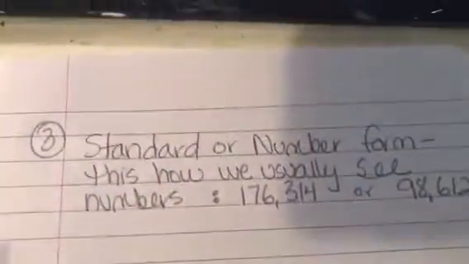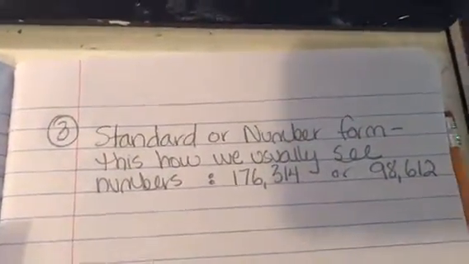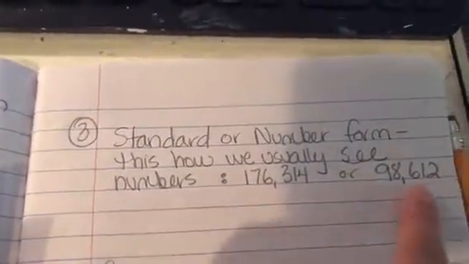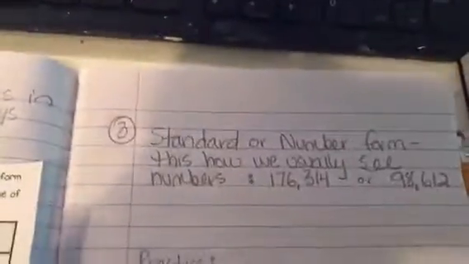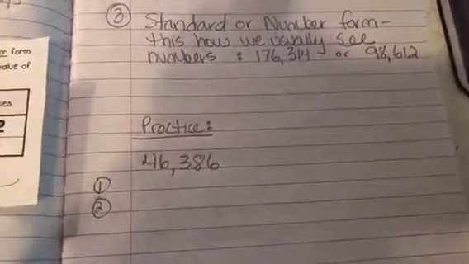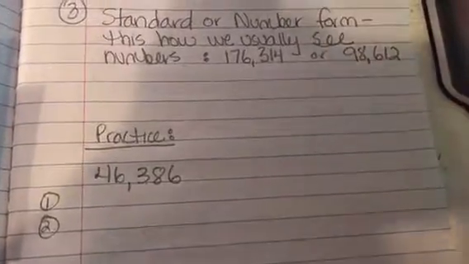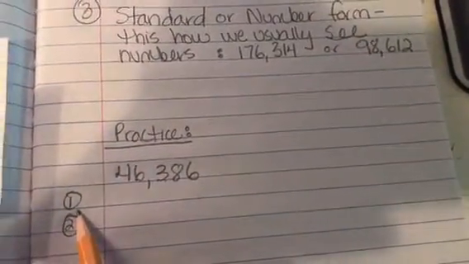The last way to represent numbers is the standard or the number form way. And this is just usually how you see a regular number, just like these numbers here are examples. What we're going to do now is just give these a little practice. So for the first one here, we're going to write it in expanded form, which is the first way we showed it in our notebook.